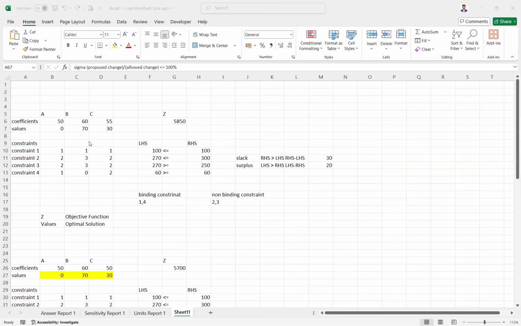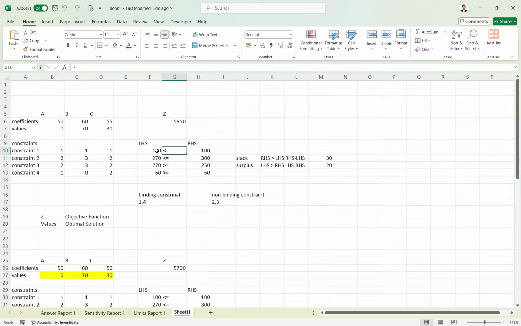So first, in the last video we have seen what an LPP problem is, then how to interpret the sensitivity report we are getting. If you remember, Z is your objective function, and the values are your optimal solution. What we have done in the last video is: binding constraints are 1 and 4, non-binding constraints are 2 and 3. How will we recognize them?